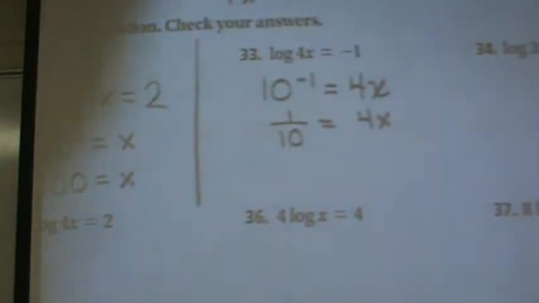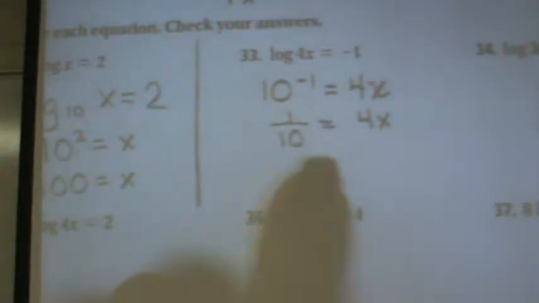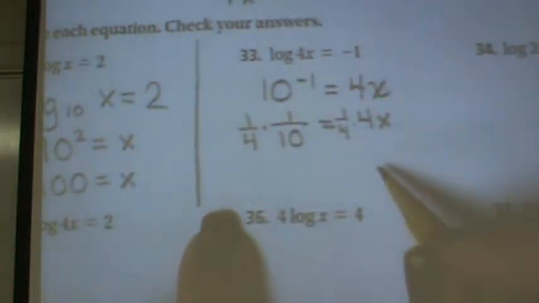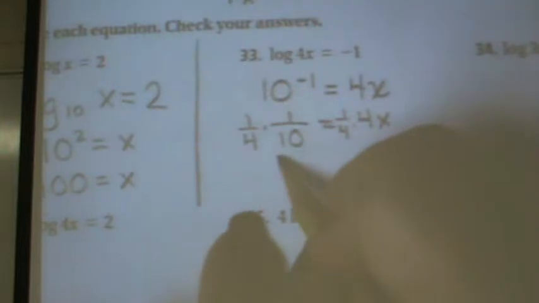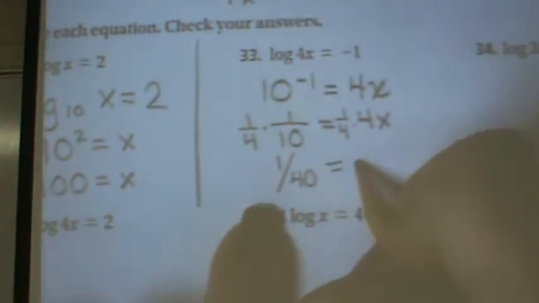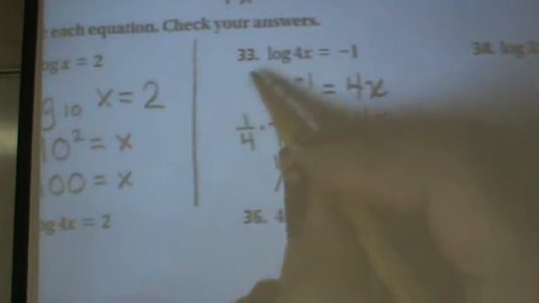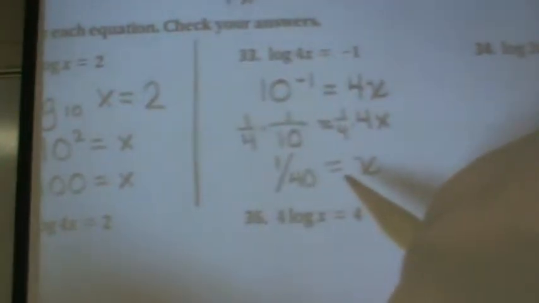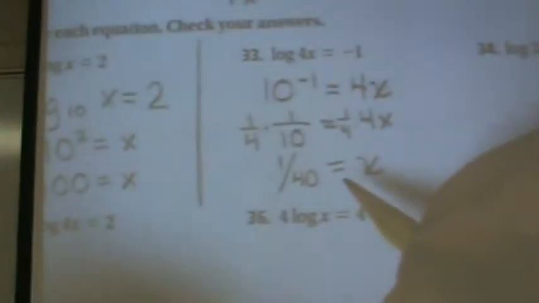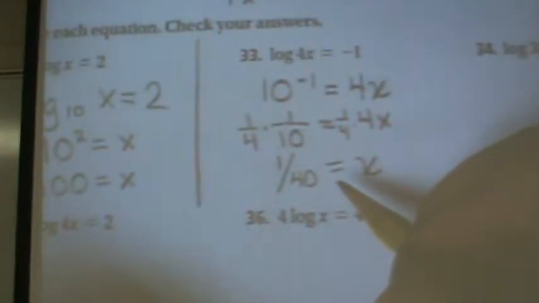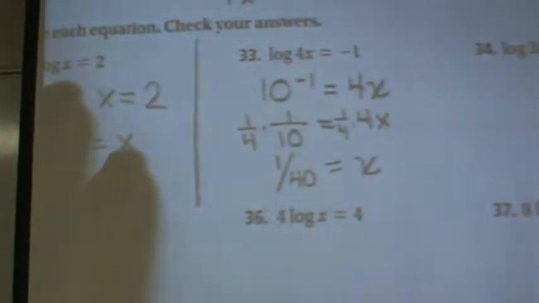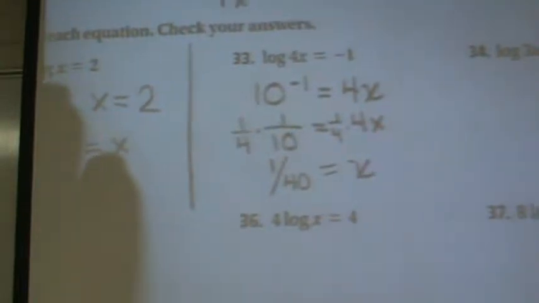Divide by 4. Now, if this is a fraction, instead of dividing by 4, I would multiply by 1/4. Does anyone think to do that? You could divide by 4, which is multiplying by 1/4. The answer is 1 over 40. Now, some of you may have chosen to put that in your calculator, and you would have gotten 0.1. And then you divide that by 4. You're going to get 1 over 40. Same thing. Okay, 34.